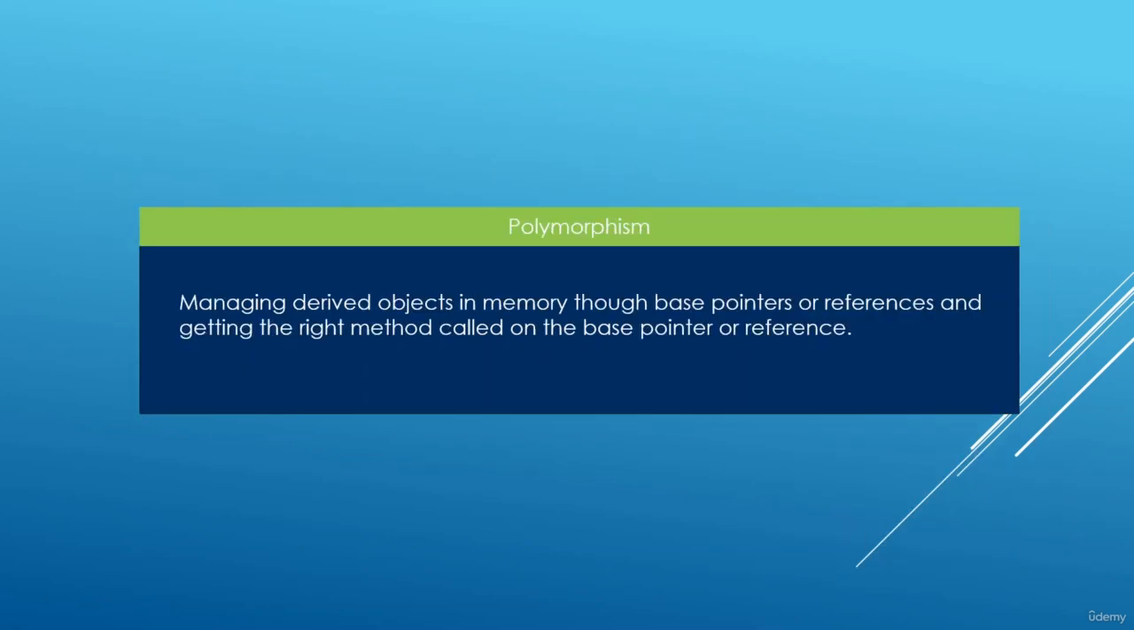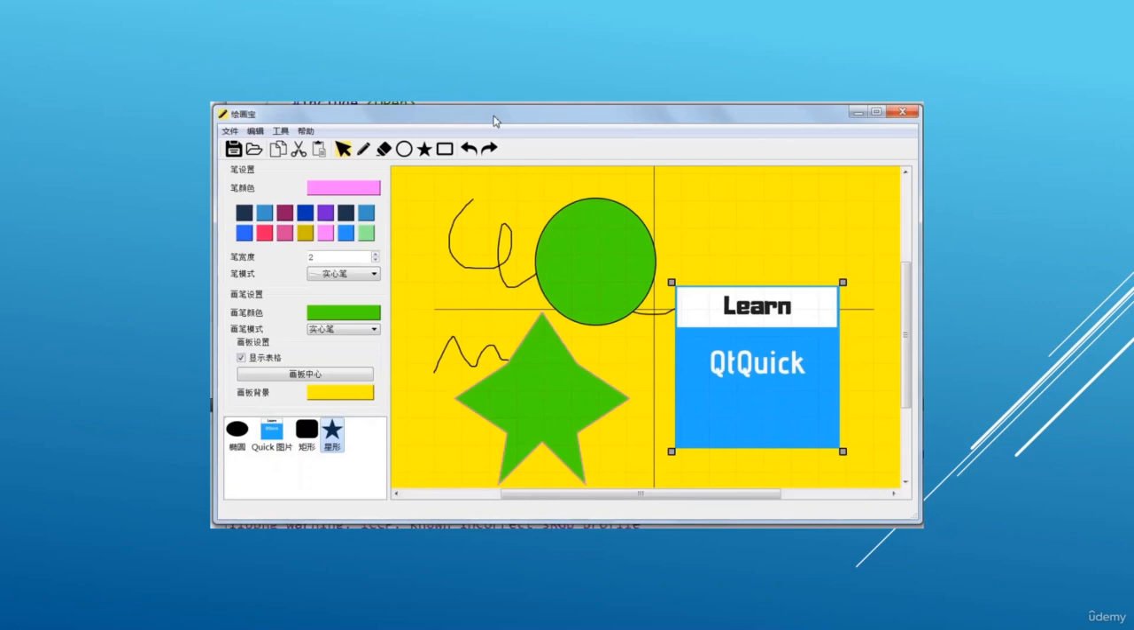Okay, I know some of you must be asking, why would I need to manage my objects through base pointer? What is the point of that? Well, suppose you have a painting application like this. This is actually an application we have built in one of our existing courses. And once you are done with this C++ course, you can check that out and be able to build something like this.